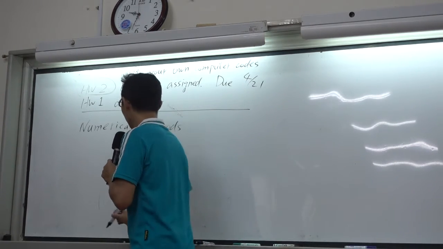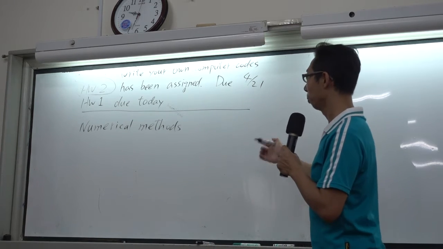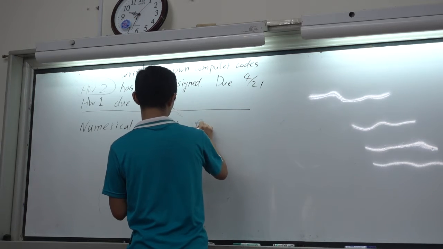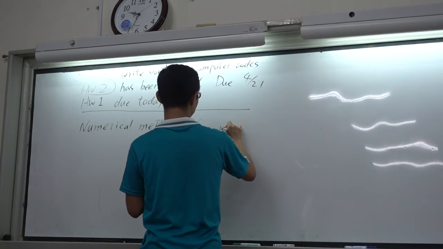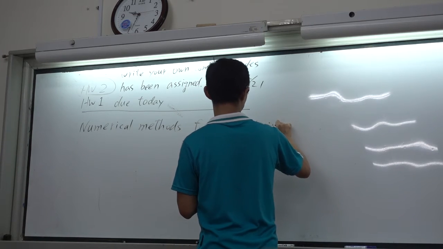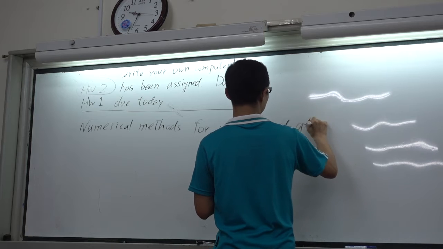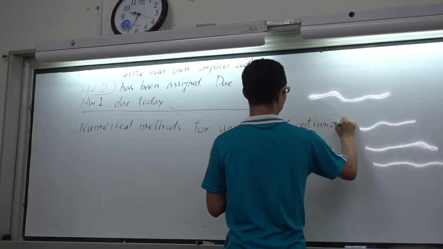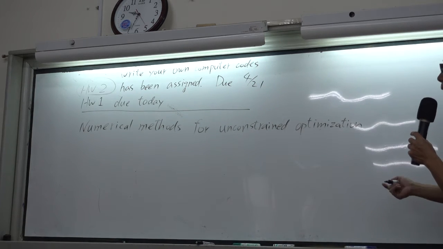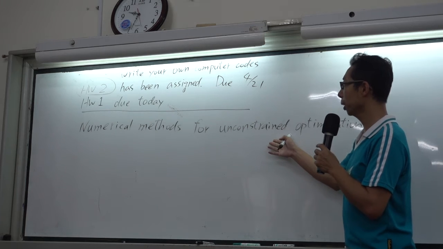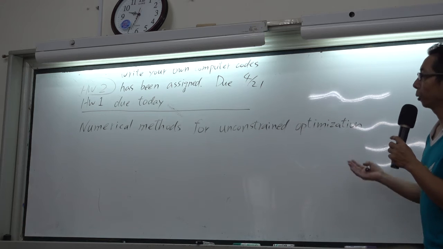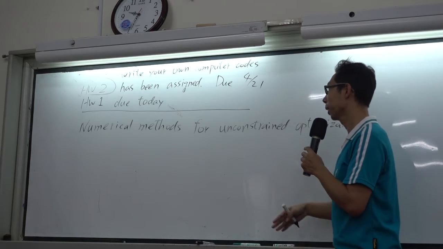Anyways, let's start with this new topic: numerical methods for unconstrained optimization. Again, you may want to ask, why do we start from unconstrained? Why don't we just directly start from constrained optimization? Of course, because it's easier if we don't have constraints.